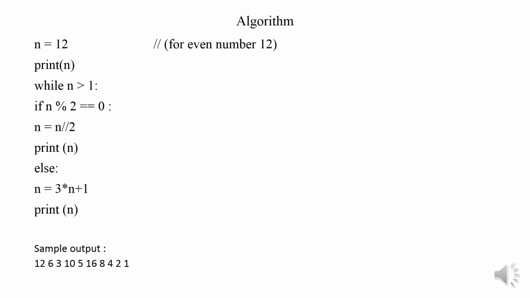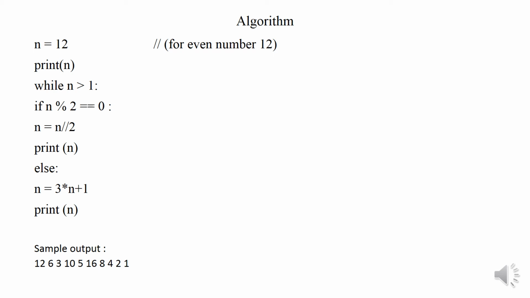I have taken the example of 12. n is equal to 12, that is the input from the user. So print n. First of all, we print the first number 12. Is n greater than 1? Yes. So that number is even. We find the modulus. If the remainder is 0, then we divide that number by 2 and print that number.